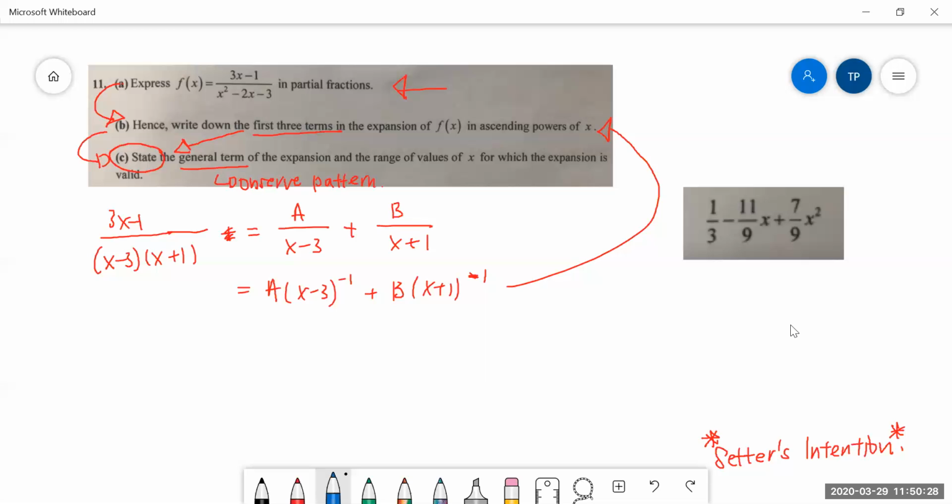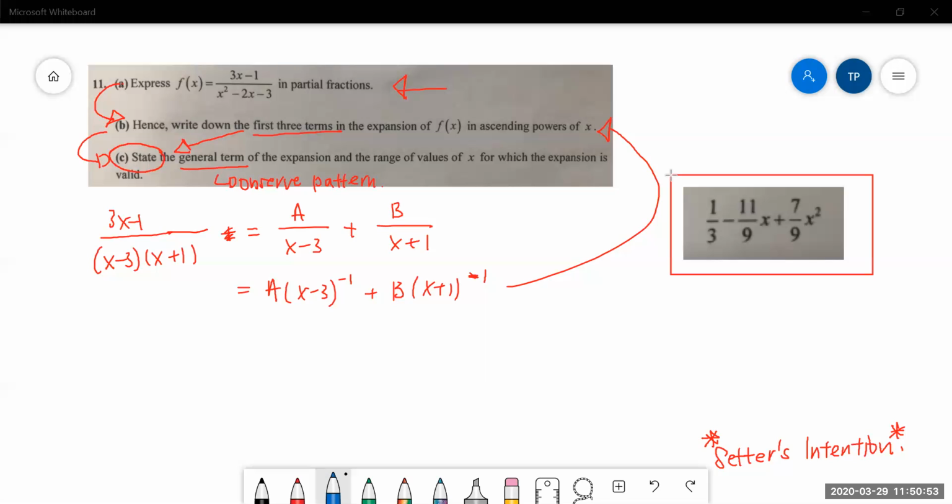Maybe today we can run through a bit of proofs. Okay, let's take a look here. So this was the first three terms, as you can see over here. Right? So right now, they say state the general term.